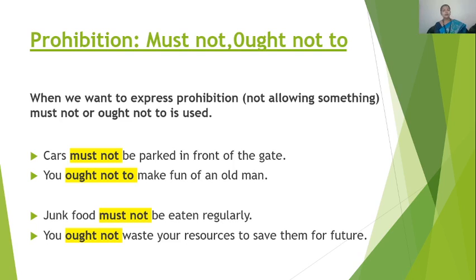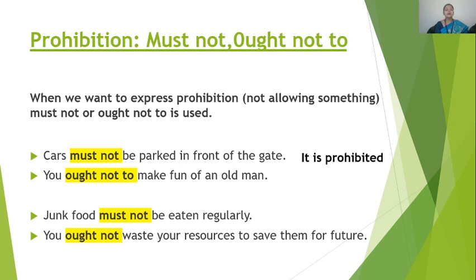So now let's see how to use them. My first sentence is cars must not be parked in front of the gate. What does it mean? Means you are not allowed. So for not allowed, which word I am using here? Must not. Cars must not be parked in front of the gate. So must not is showing that it is prohibited here.